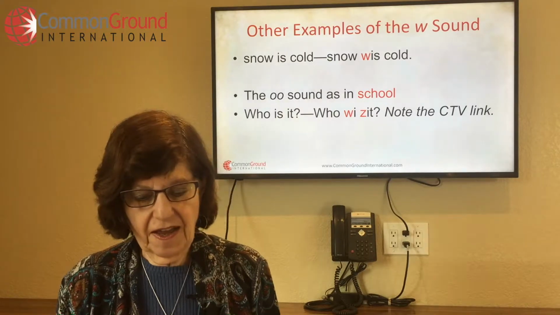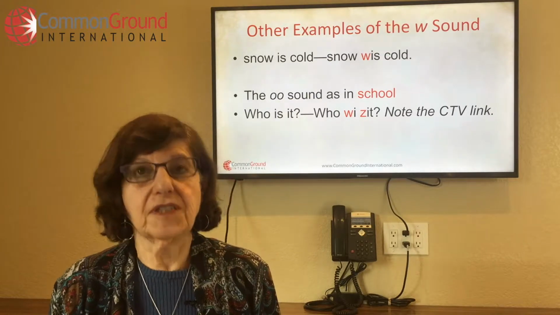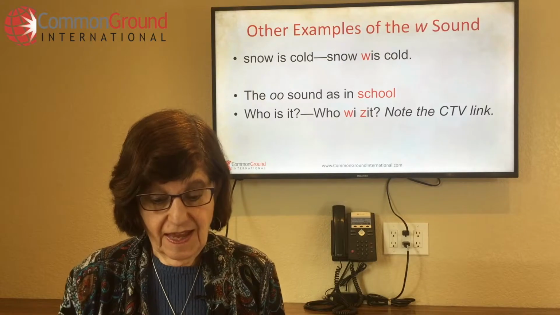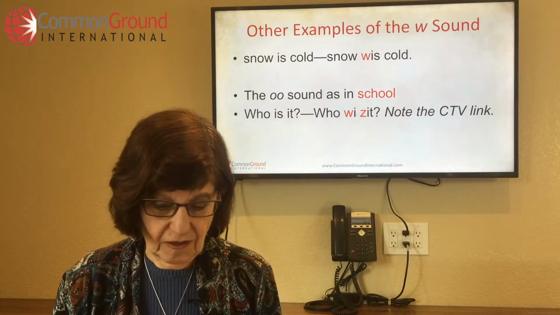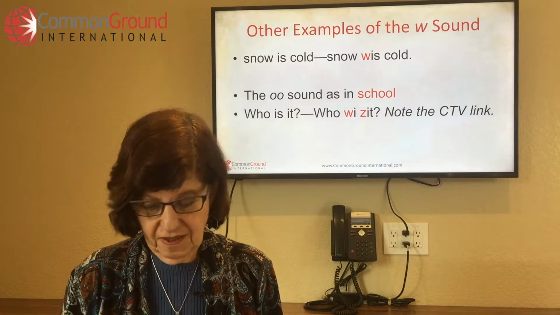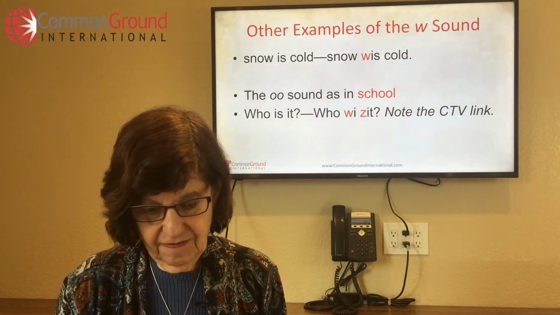And notice that I took the Z sound in "is" and I moved it over to the vowel sound that was a consonant-to-vowel link. So, "who is it?" Note the consonant-to-vowel link.